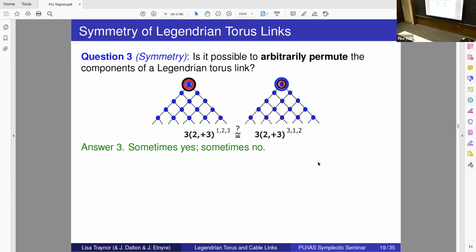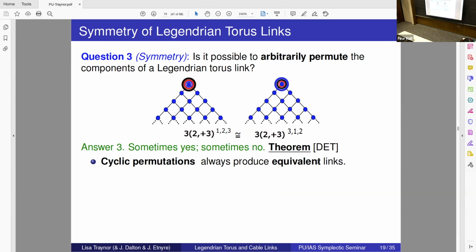So sometimes you can arbitrarily permute and sometimes not. For example, again, all these things about the torus links are joint with Jen Dalton and John Etnyre. Cyclic permutations always produce equivalent things, so you can always do cyclic permutations, by Legendrian isotopy.